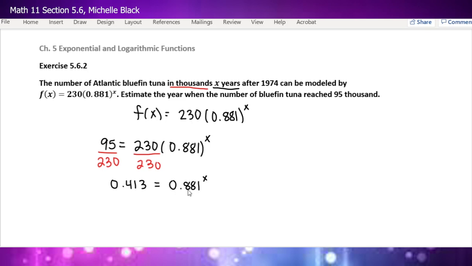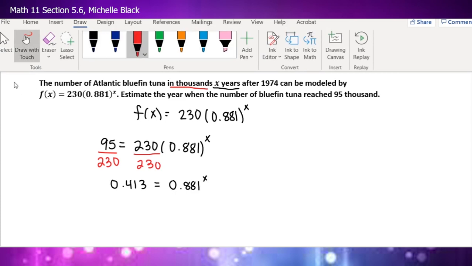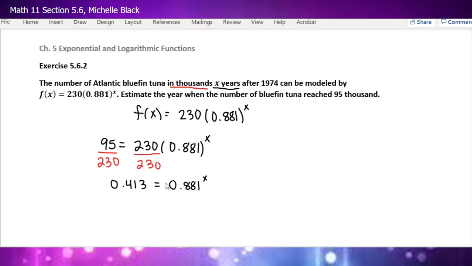And now I need to get rid of the fact that my x is in my exponent. I need to get it out. And I'm going to end up using the natural log, which is something you can do. As long as you take the same log of both sides, it doesn't necessarily need to be, for example, log base 0.881, though that will work. I can utilize my natural log to still take my variable out and solve for x. So I'm going to take ln of both sides so you can see how this will work.